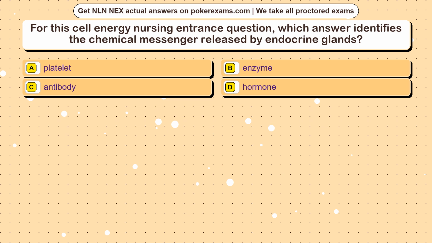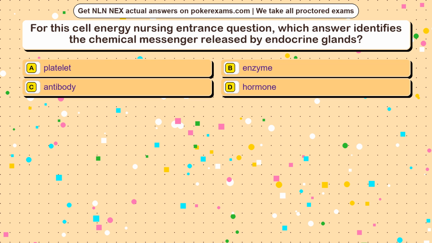Question 13. For this cell energy nursing entrance question, which answer identifies the chemical messenger released by endocrine glands? Option A. Platelet. Option B. Enzyme. Option C. Antibody. Option D. A hormone.